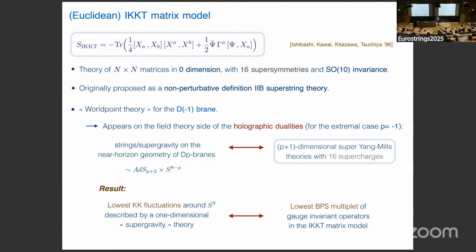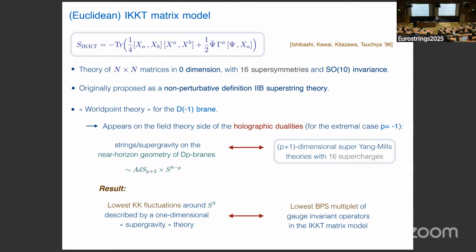and argue that the lowest BPS multiplet of single trace operators in the IKKT matrix model is realized in the bulk as the lowest Kaluza-Klein fluctuation around the 9-sphere of the near-horizon geometry of the D-1 brane, and that this lowest Kaluza-Klein fluctuation can be consistently described at the nonlinear level by a one-dimensional supergravity theory.